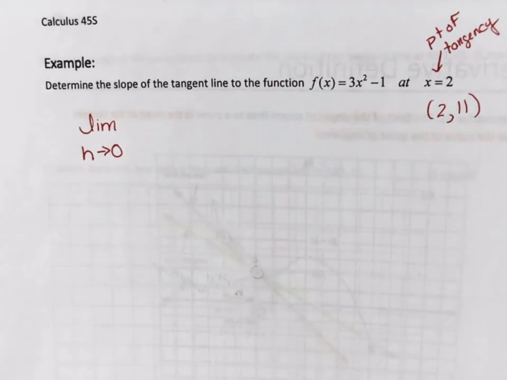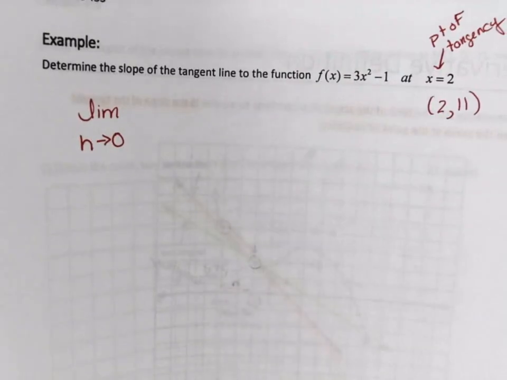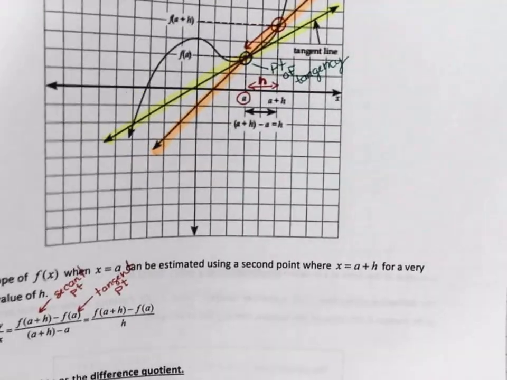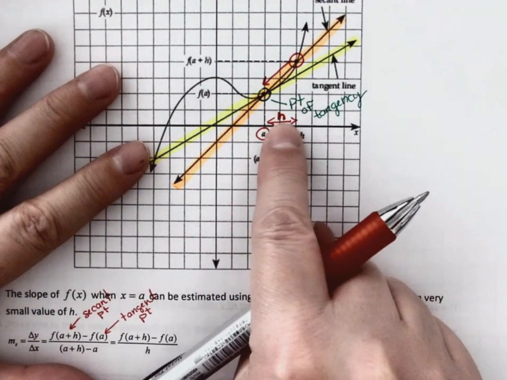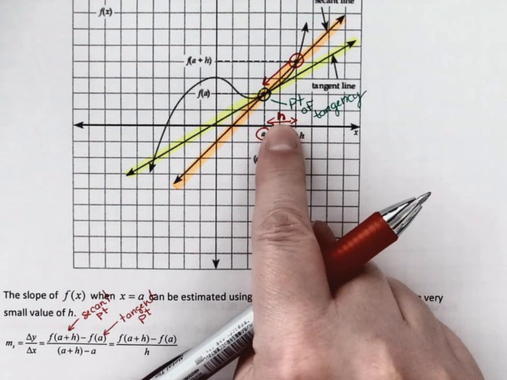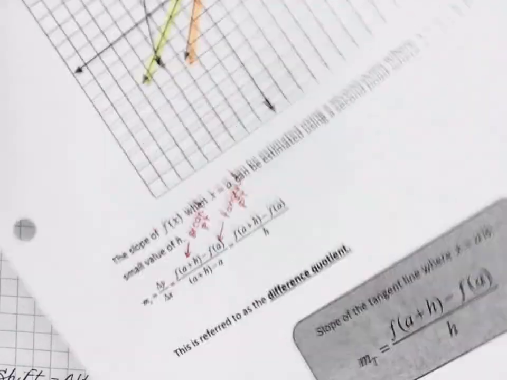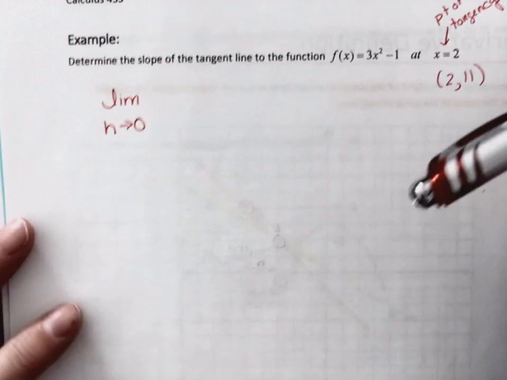Because I want the distance between the secant point and the point of tangency to be tiny, tiny, tiny, tiny, tiny. We'd like it to be 0 because we want to get to just that point of tangency. So we're looking for the distance between the 2 points. Let me flip this back over. We're looking for the distance between these 2 points to be so close, it's approaching 0, that there's no distance between the 2 points. There has to be distance between the 2 points or we can't calculate anything, but we want H to be approaching 0.